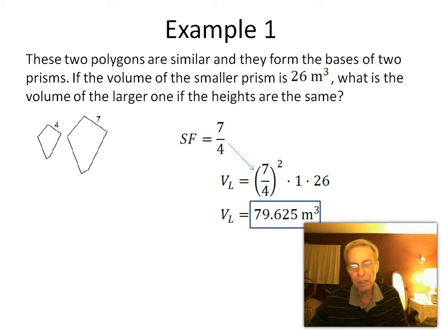Okay, so this gives us 79.625 cubic meters. That's the new volume. The original volume was 26 cubic meters. The resulting volume is 79.625, or 79 and 5/8 cubic meters.